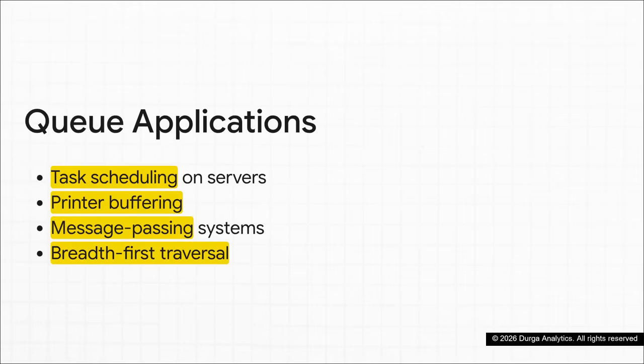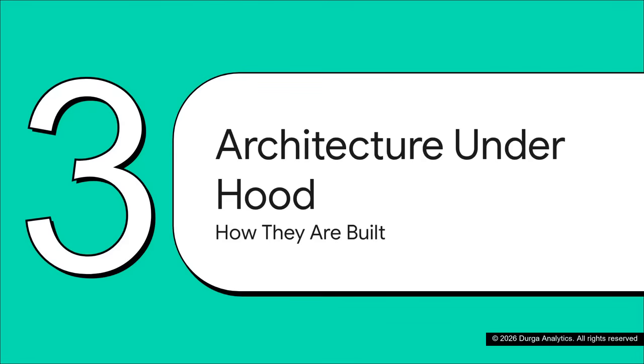Plus, if you ever need to explore a network or a data tree level by level, a queue is the exact structure that drives that breadth-first traversal. It just perfectly models that concept of processing in arrival order. All right, now for the really fun part, Section 3, Architecture, Under the Hood.